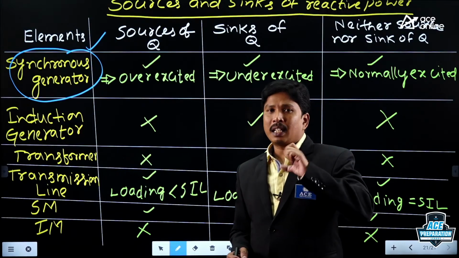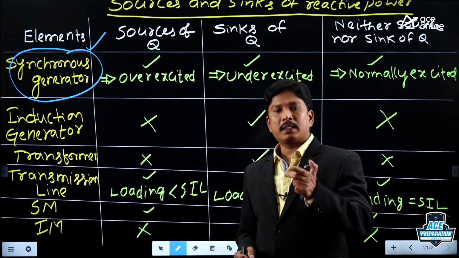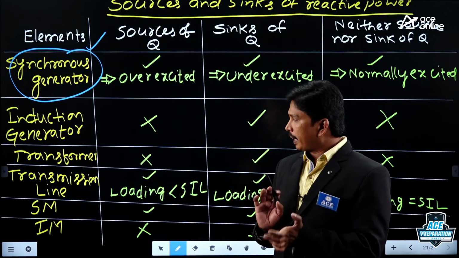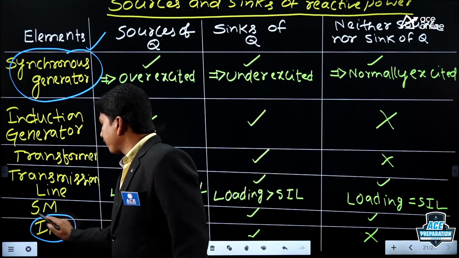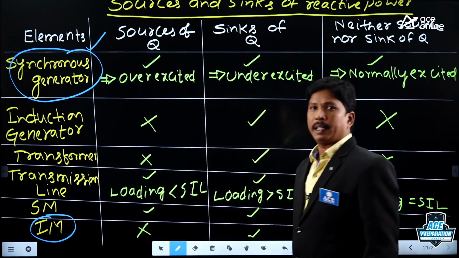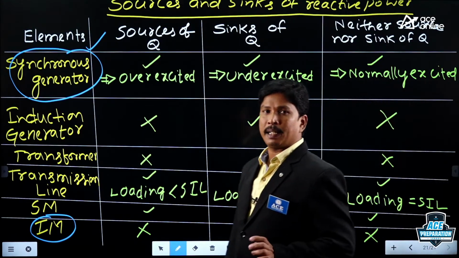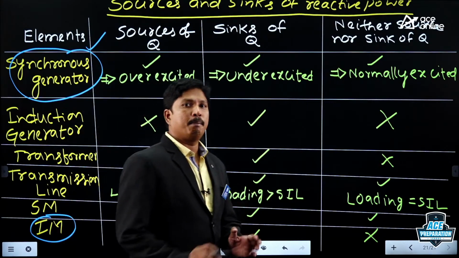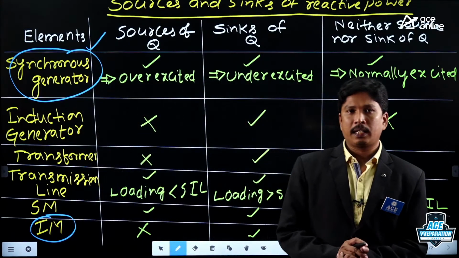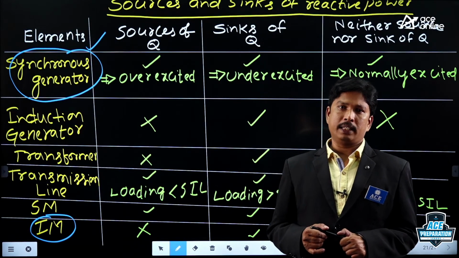So based on the applications, the starting properties and the construction point of view, we can say the induction motor is the best motor, even though it is unable to supply any amount of reactive power. Based on the construction, analysis and application point of view, that is the best motor. Clear, students? So this is the introduction part we are having here in this class.